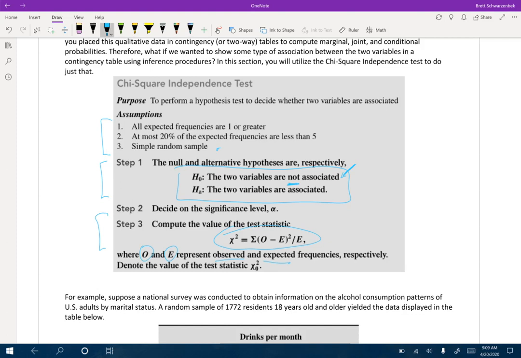Another way to look at it, too, is that if the null hypothesis was that the two variables are independent of one another, which would be logical, that means that they are not associated. So there's a bunch of things going on here to give you clues on not being associated, but basically that's the setup for the test.